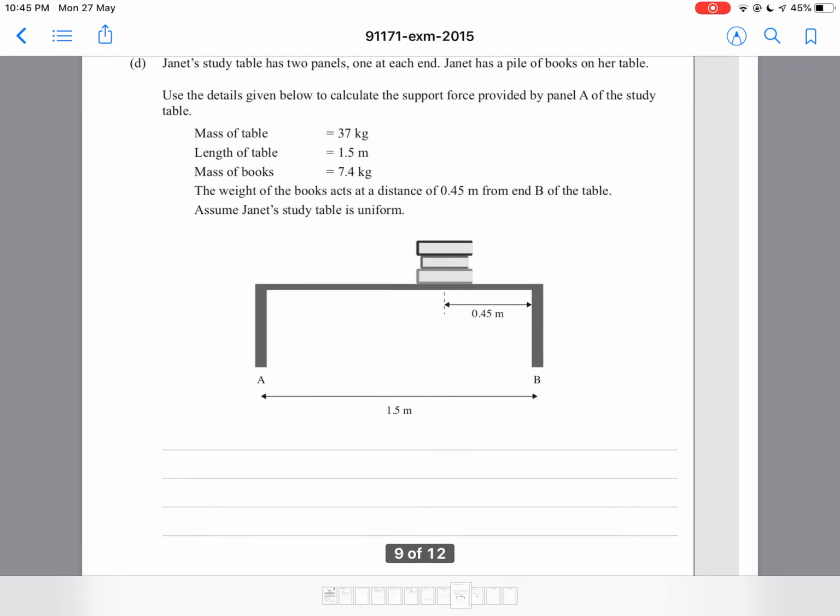Janet's study table has 2 panels, one at each end. Janet has a pile of books on her table. Use the details given below to calculate the support force provided by panel A of the study table. Mass of the table is 37 kilograms, length of the table is 1.5 meters, mass of the books is 7.4 kilograms, and the weight of the books is at a distance of 0.45 meters from the end B of the table. Assume Janet's study table is uniform.